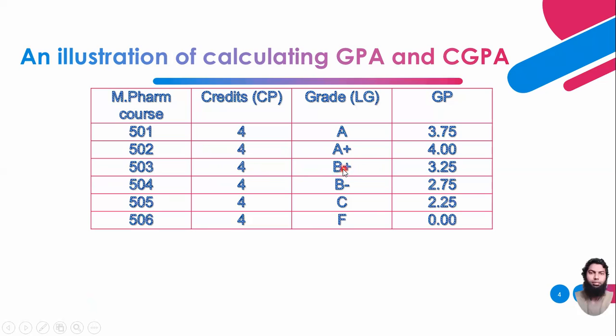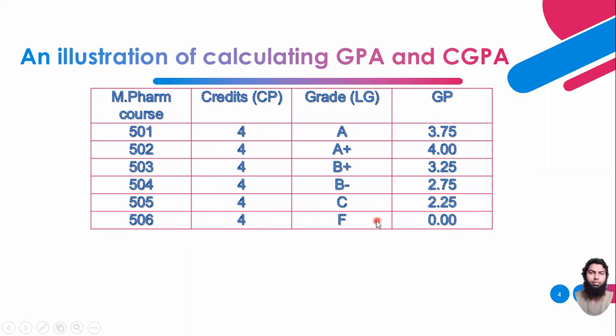The student has got B plus in 503, and B plus is equal to 3.25 in grade point. B minus in 504, which corresponds to 2.75 in grade point. C grade in 505, that means 2.25 in grade point, and the student has failed in 506 course. So the grade point will be 0.